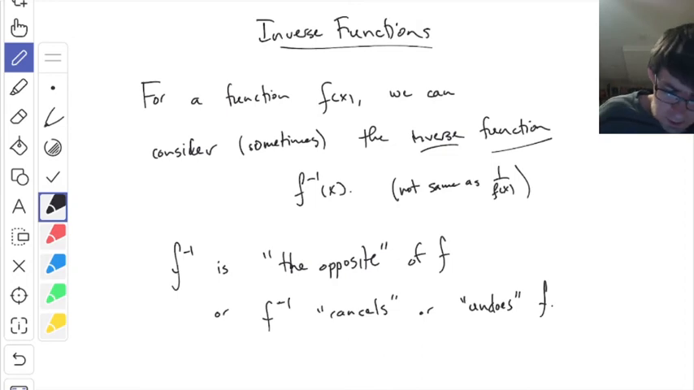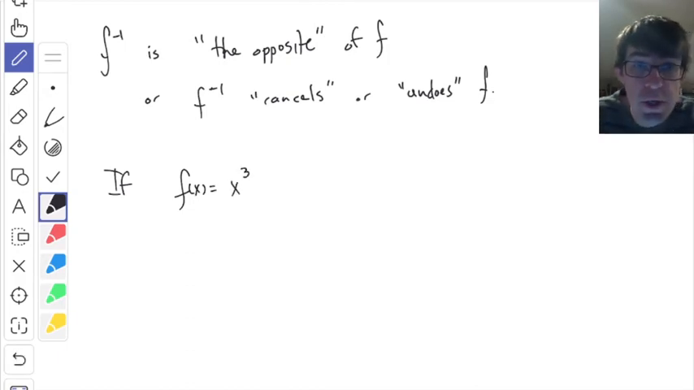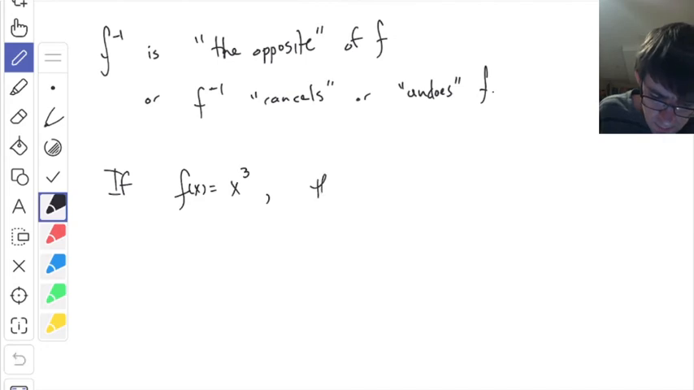For example, if f of x is x cubed, there is another function whose job is to undo the cubing. Anybody know what I'm thinking of? A function which is kind of the opposite of cubing something. Cube root? Yeah, the cube root. That's the point of the cube root, to be the opposite of cubing. So if f of x equals x cubed, then the inverse function is the cube root.